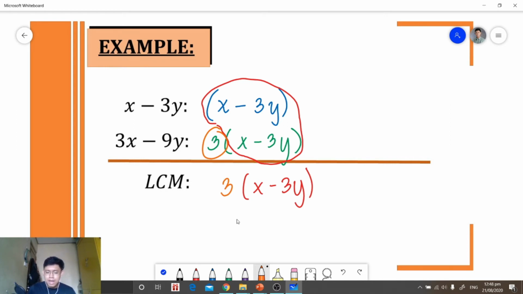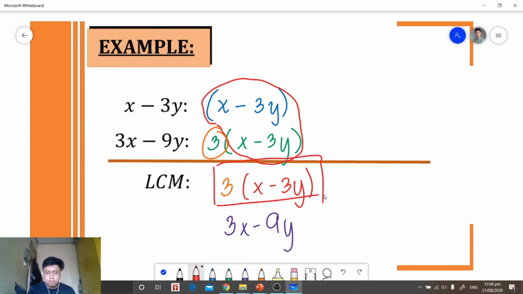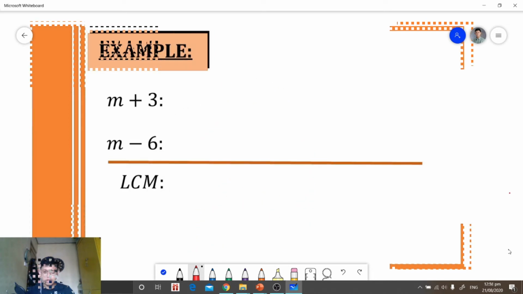We can expand this by distributing 3 to each term. So we can have 3x minus 9y. Either way, I will consider the factored form and the expanded form. So we have two possible answers, the factored form or the expanded form. Okay, let's have another example.